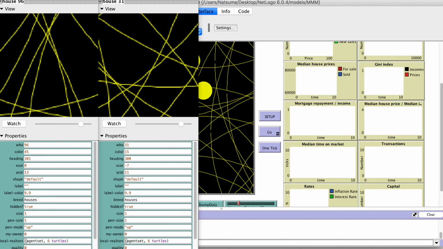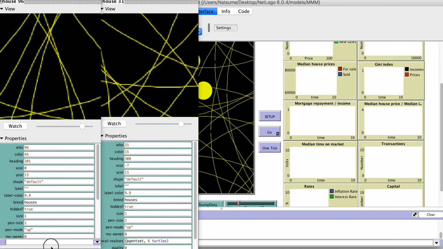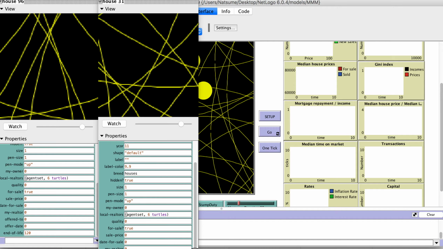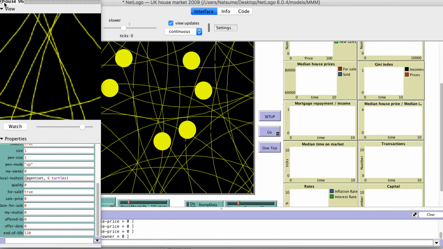So we got these two houses. Both of them, see, owner is 0, owner is 0. And we can also see its sale price to be 0. This one, sale price 0 too. So these two houses are empty houses, no doubt.